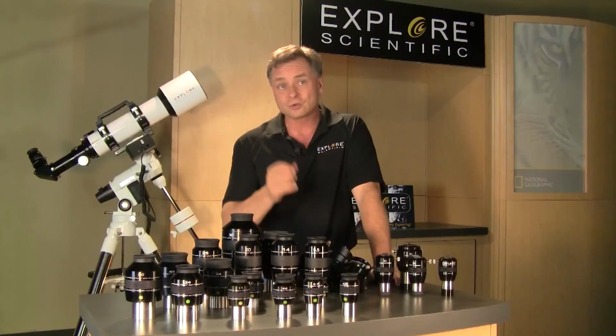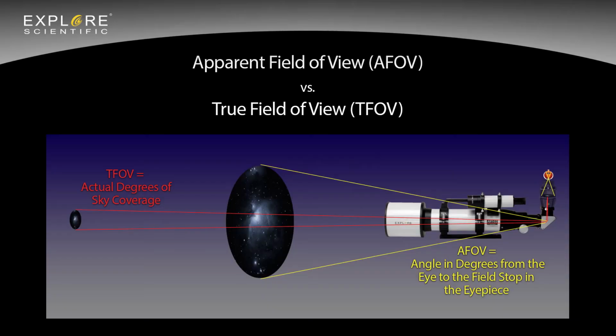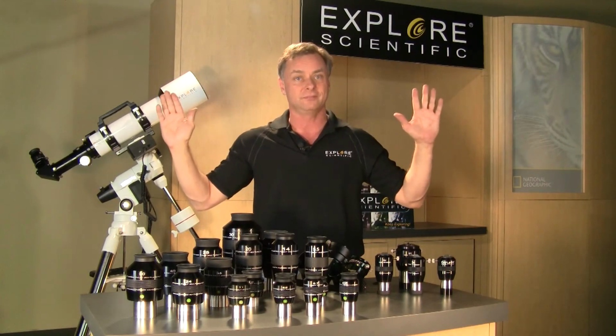Many people want to know what's the difference between apparent field of view and true field of view. True field of view is the actual degrees of sky coverage that you're looking at, the chunk of sky that you see. But apparent field of view is the angle of degrees from your eye to the edge of the field stop in the eyepiece. When you're looking through an eyepiece that has wider apparent field of view, you not only get more true field of view, but you get this effect that you're seeing through a wide picture window.